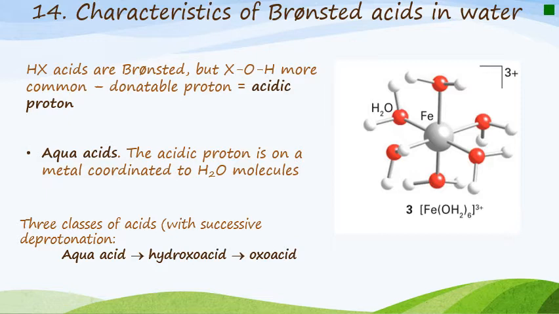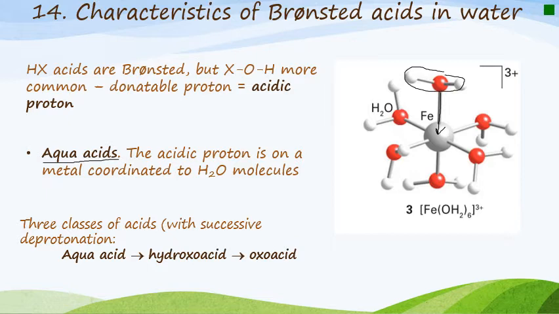So the first type of acid that we're going to look at is what we call an aqua acid. Okay, this is where we have an acidic proton that is on a metal coordinated to water molecules. So if you have a look at the picture, you will see that there is a water molecule here, among many others, and it's directly coordinated onto the metal atom itself.